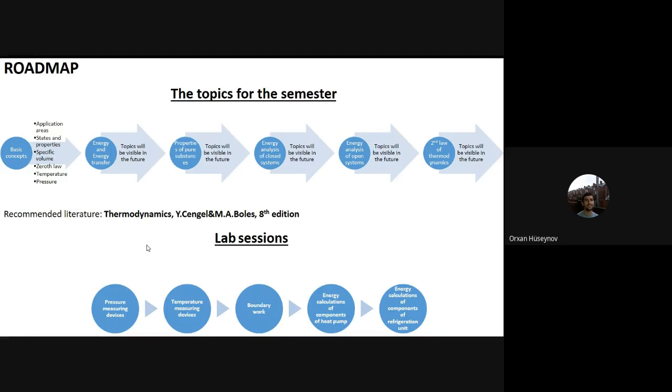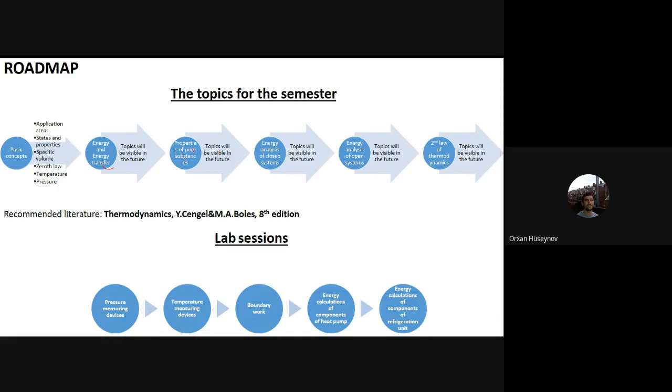These are the subjects for thermodynamics 1. Firstly, we will cover the basic concepts, and then we will talk about energy and energy transfer, and then the properties of pure substances. The subtitles for the other topics will be visible in the future. For example, when you are in the energy and energy transfer lecture, you will also see the subtitles for the lecture.